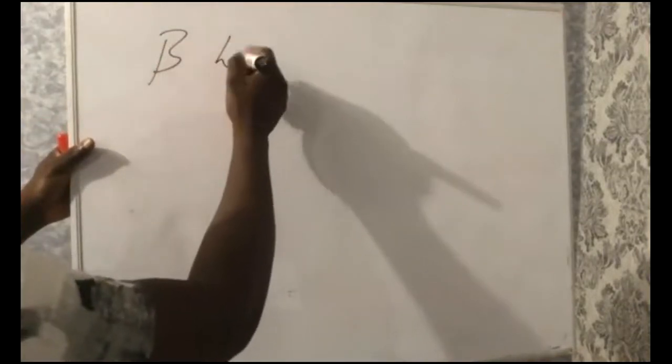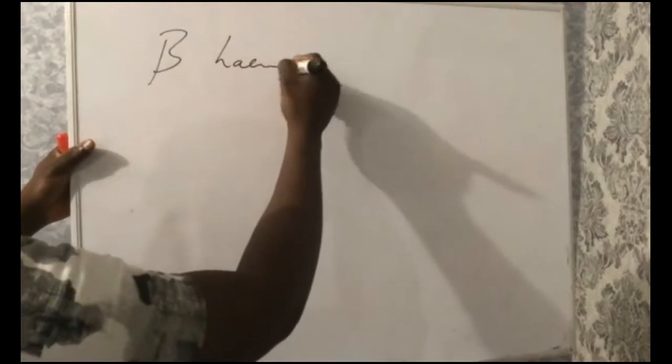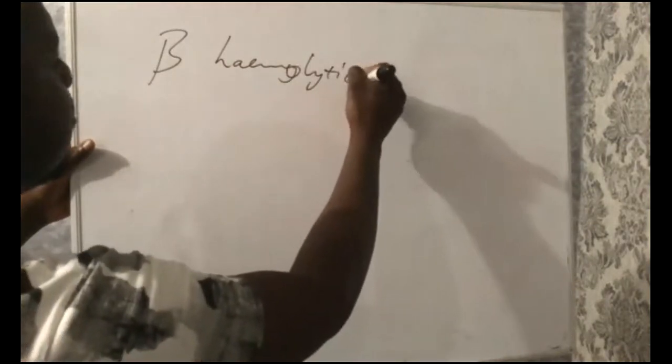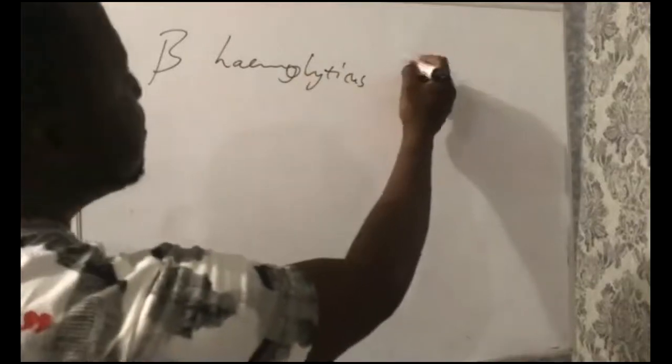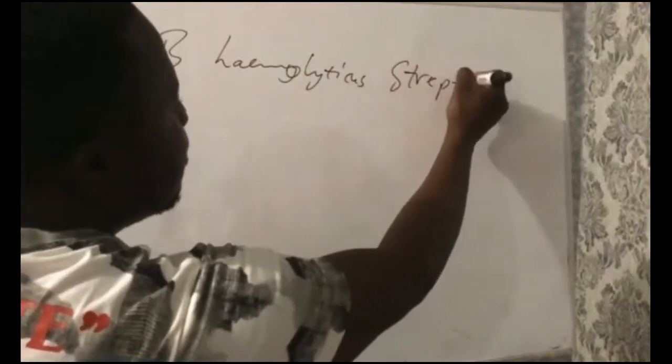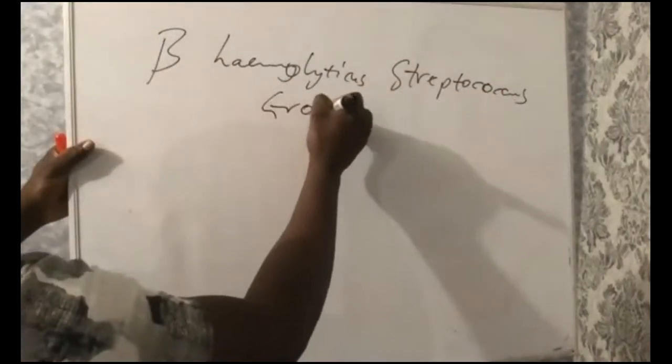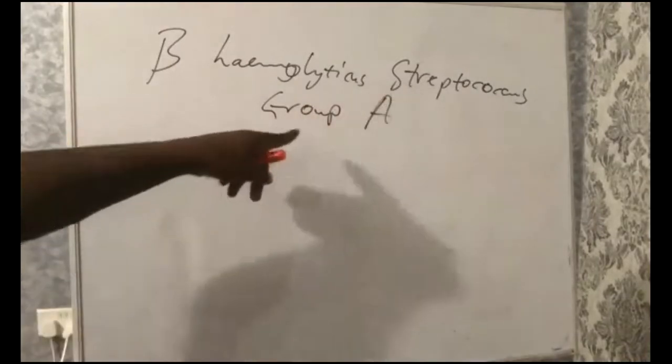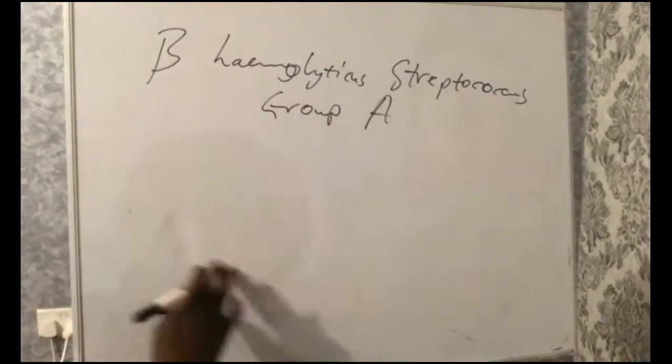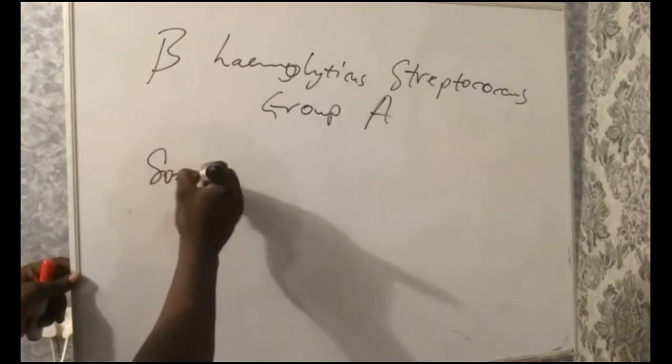So, you know, there are a group of bacteria, right? Streptococcus is a gram-positive bacteria. With Streptococcus, we have types. We have the beta hemolyticus, okay? Beta hemolytic Streptococcus, Group A. Now, this particular Streptococcus can cause sore throat, okay? They can cause sore throat.